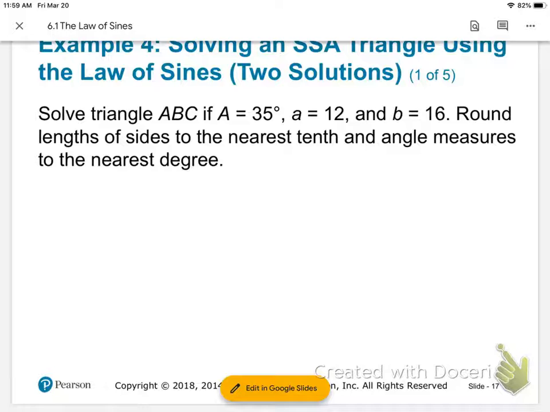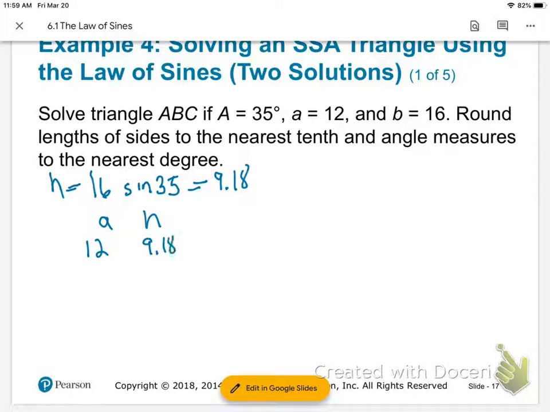Okay, example 4. We're doing the same thing again. This one I did not draw a triangle. I just jumped right in. So I had H equals 16 sine of 35, which is approximately 9.18. So we're going to compare A and H. Well, A is 12 and H is 9.18. So A is greater than H.